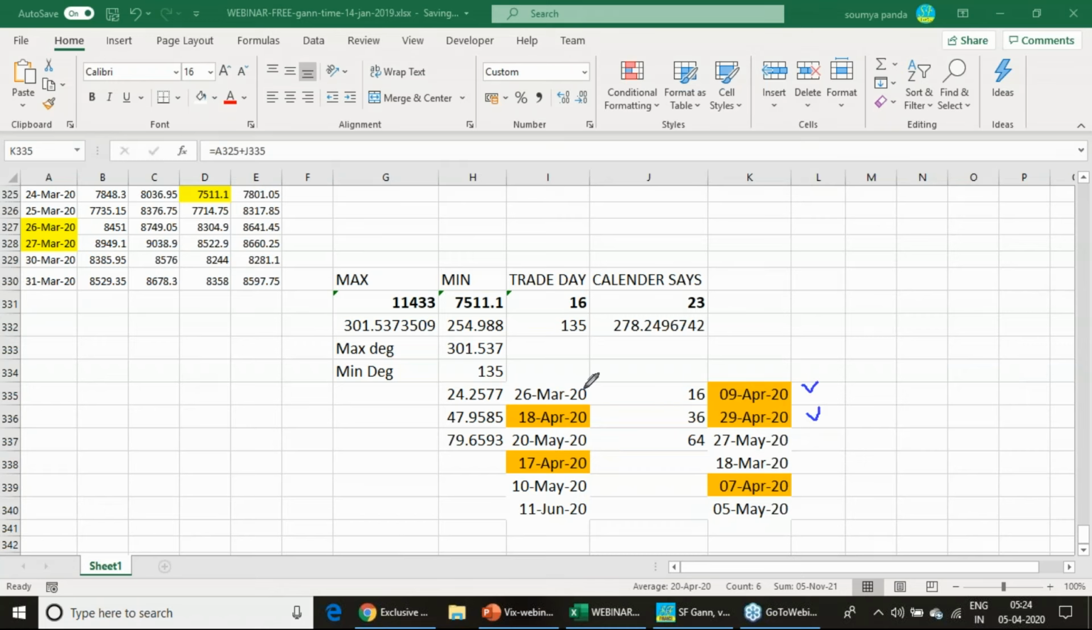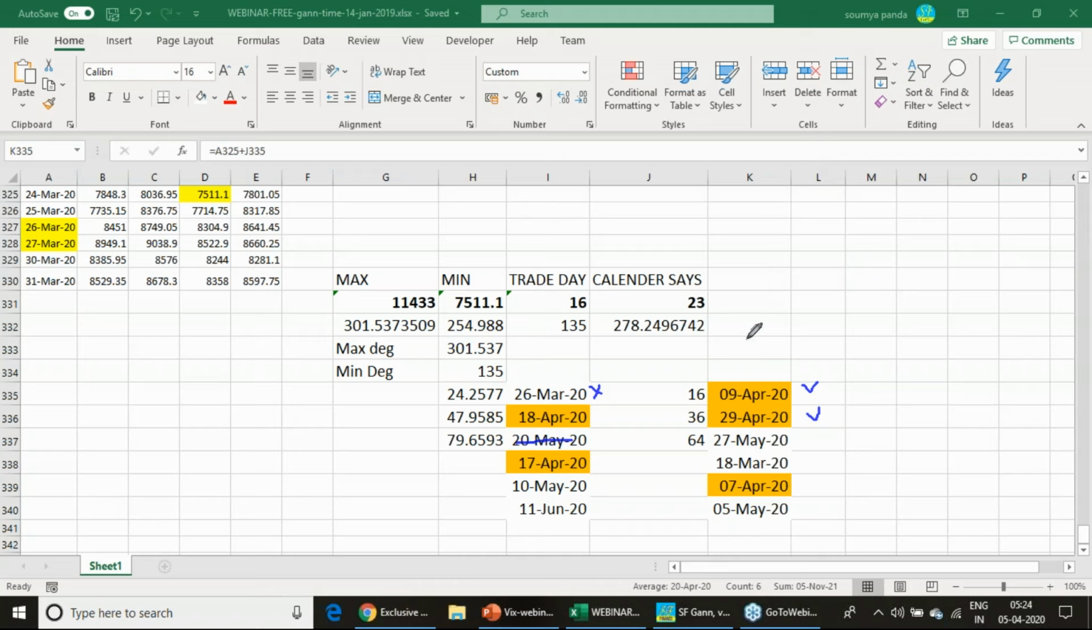The days falling in March are of no use to me because March is already gone, and this calculation is not going to be valid for the month of May. I am just taking the dates of April. So this says that Nifty will have trend reversal dates, or trend change dates, on 7th April, 9th April, 29th April, 17th and 18th April. So this is what I got.